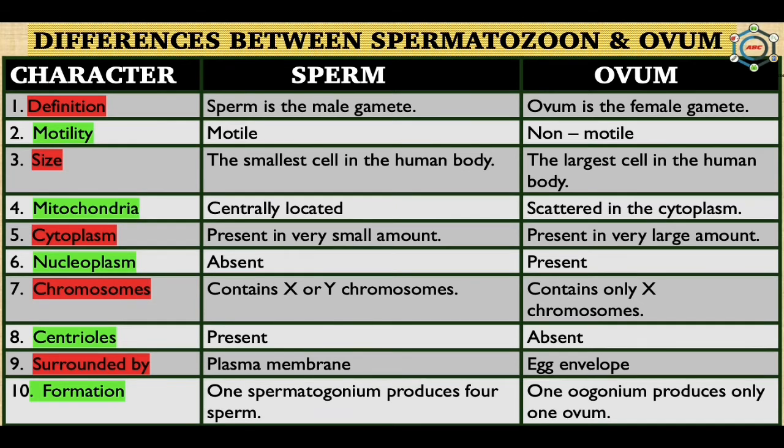Cytoplasm in sperms is present in a very small amount while in ovum it is present in a very large amount. Nucleoplasm is absent in sperm while it is present in ovum. Chromosomes: sperms contain X or Y chromosomes, and ovum contains only the X chromosome. Centrioles are present in sperm while they are absent in ovum. Sperm is surrounded by plasma membrane while ovum is surrounded by egg envelope. In case of formation, one spermatogonium produces 4 sperms while one oogonium produces only one ovum. So these are the main differences between the spermatozoa and the ovum.